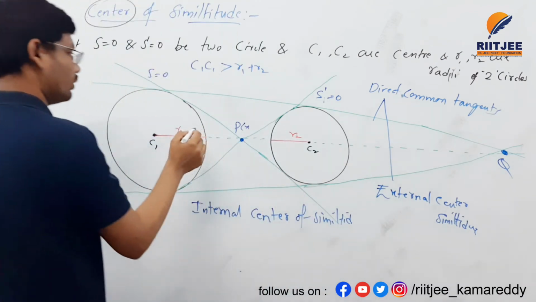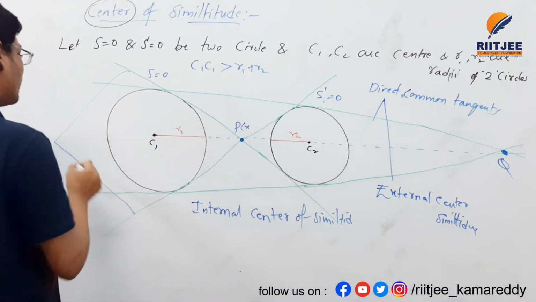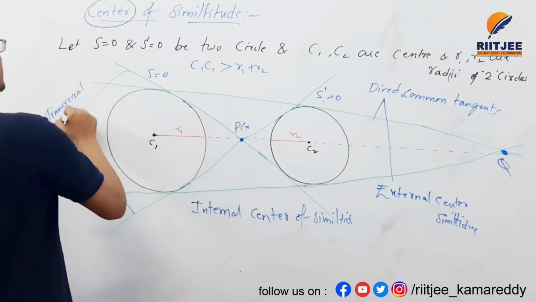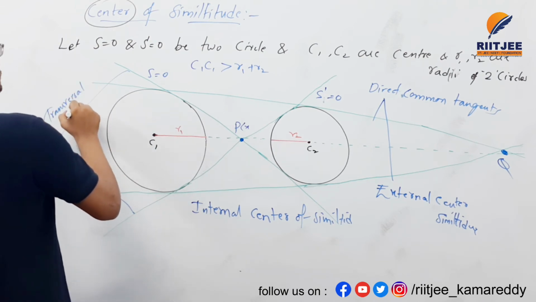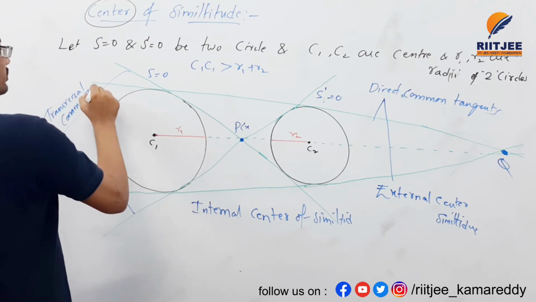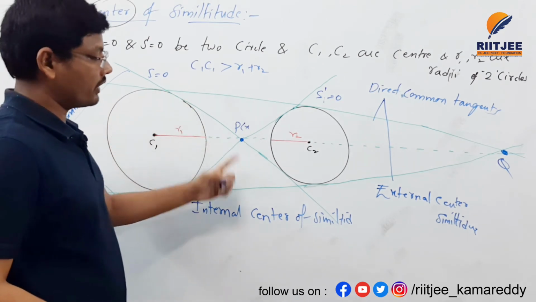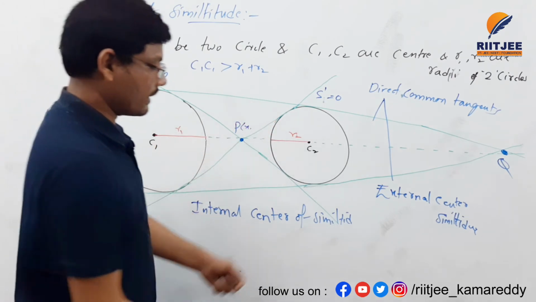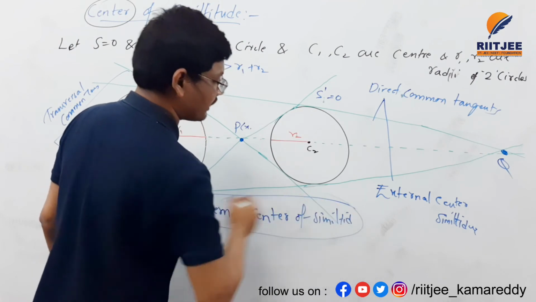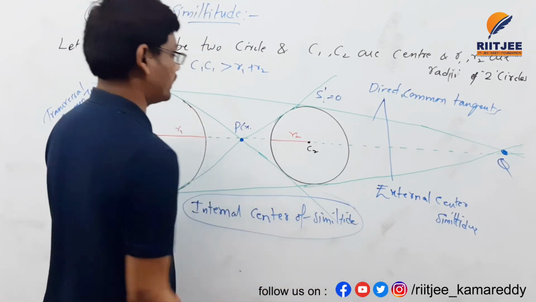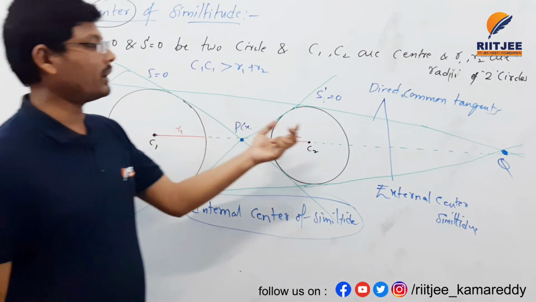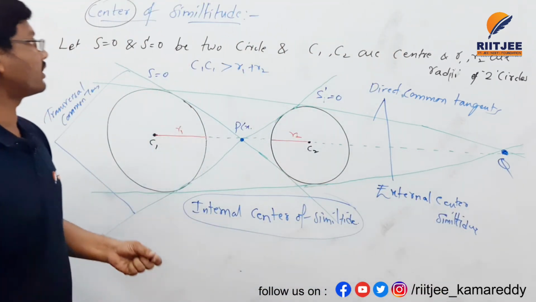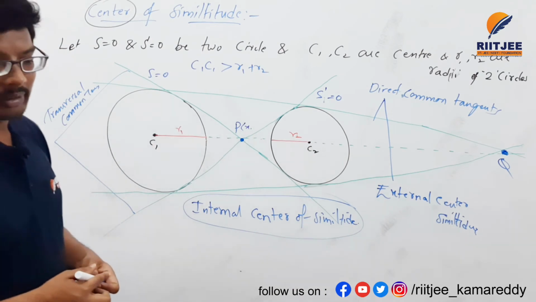And these two are transversal common tangents here. The intersection of the transversal common tangents is called the internal center of similitude, and the direct common tangent intersection point is called the external center of similitude. This is all about the concept of center of similitude.